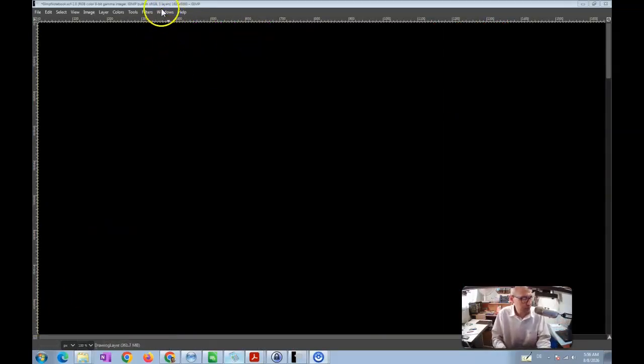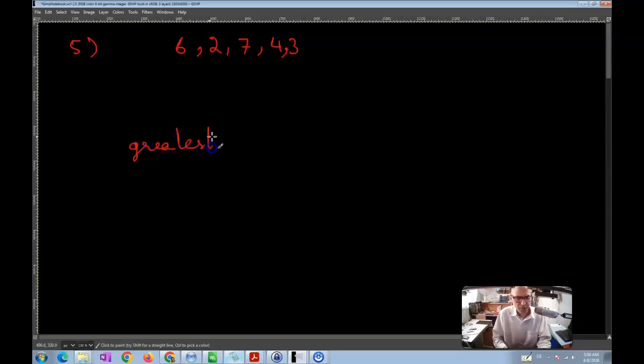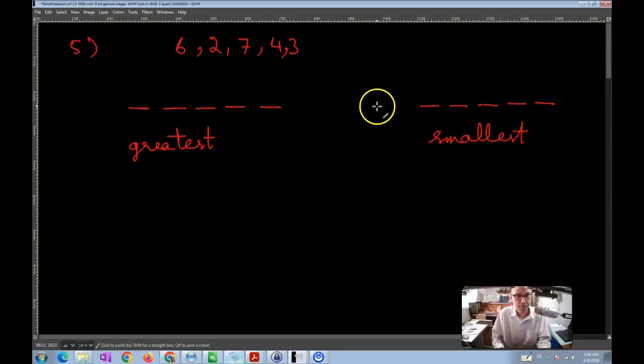Okay, so the digits that I have are, this is question number 5, the digits that I have are 6, 2, 7, 4 and 3, and we want to write 5-digit numbers. So the greatest 5-digit number would be this, and the smallest 5-digit number would be this, right?